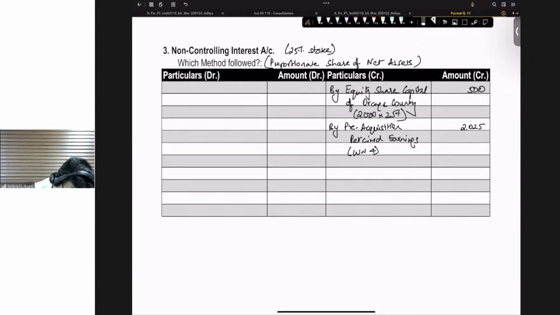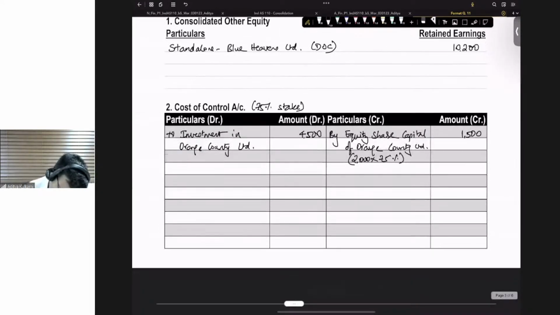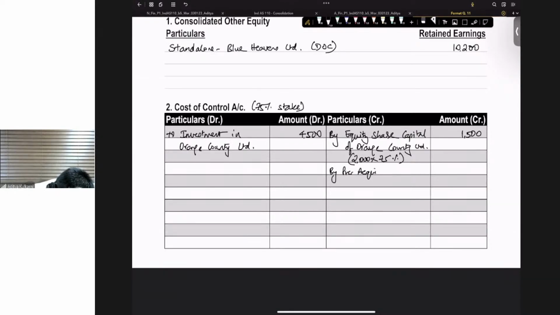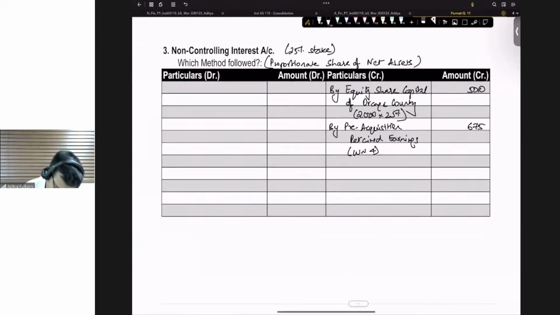Write in the wrong accounts. This is NCI, so this will be 675. In COC I will write by pre-acquisition retained earnings. Working note 4. 2025. That's it. No other adjustment left. So balance your NCI.